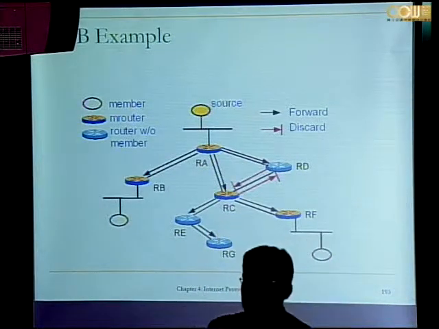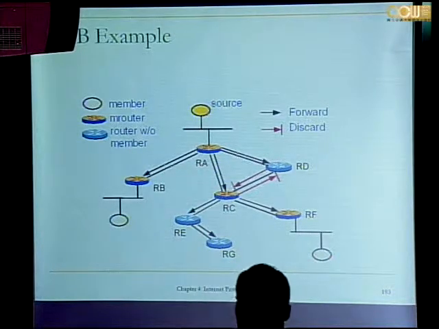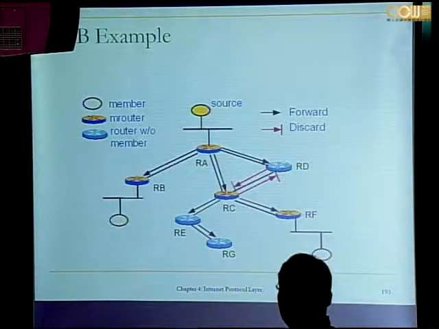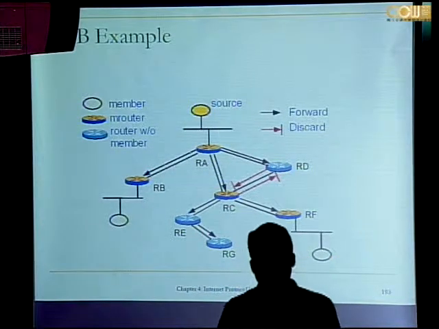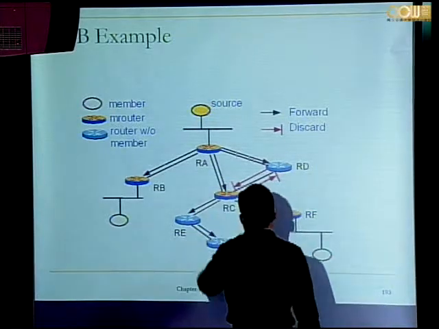Okay, is that clear about the assumption, the symmetric shortest path, and why we drop one packet? I mean, why we drop this copy? Okay.